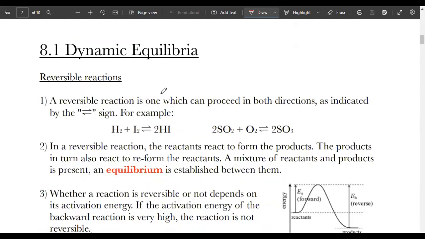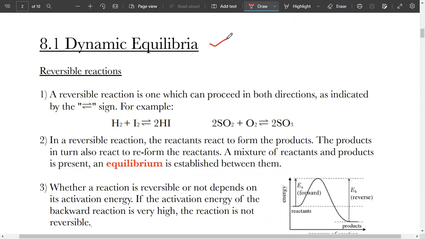So starting off with dynamic equilibrium. What is dynamic equilibrium? When the rate of forward reaction is equal to the rate of backward reaction. Now forward reaction और backward reaction क्या होता है? एक reversible reaction होता है हमारे पास. Reversible reaction एक ऐसा reaction जो forward direction में भी जाता है और backward direction में भी जाता है.